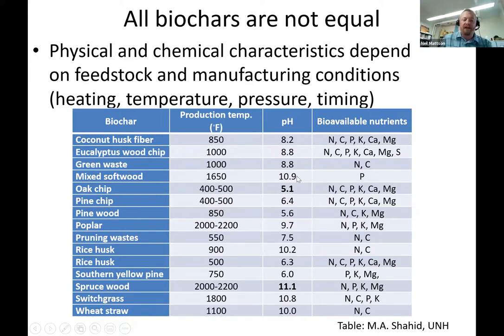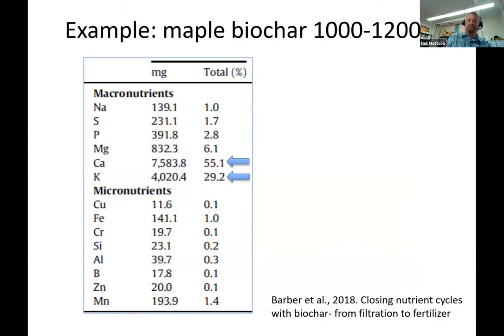One of the things I was looking at is pH, which, as we know, is super important for maintaining proper pH for nutrient availability. And pH varied from 5.1 to 11.1, just based on having these different biochar feedstocks and production temperatures. The types of bioavailable nutrients also varied by biochar source.